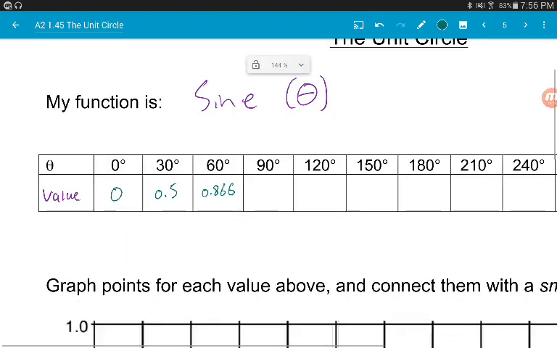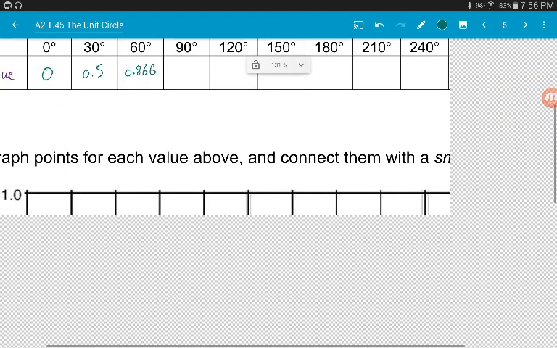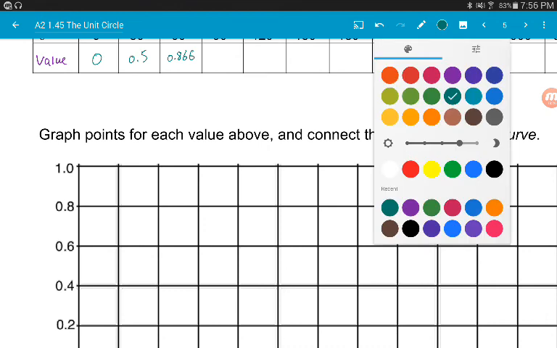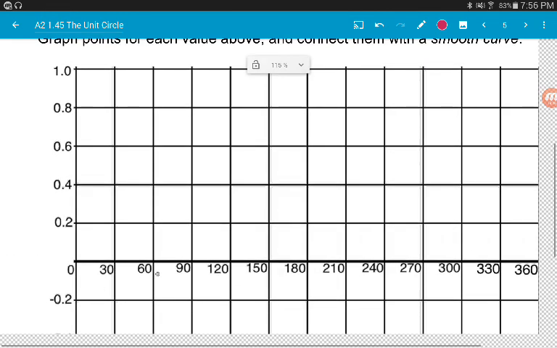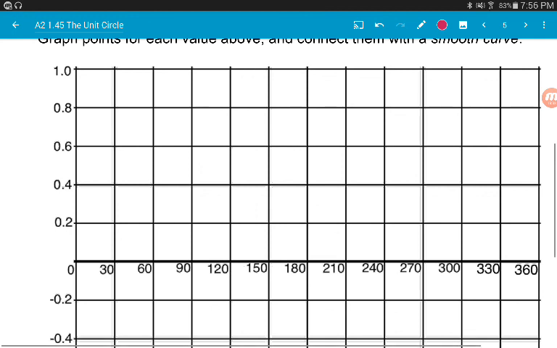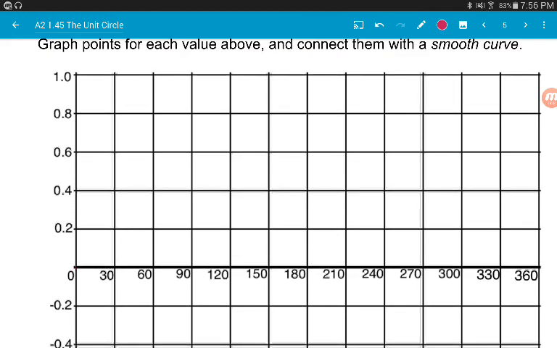And you would keep going from there, fill in the rest of the table, and plot all those points. I would plot them exactly like this. My degrees is on my x-axis, 30, 60, 90, 120, etc. So at 0, I'm right here, 0, 0. At 30, I'm at 0.5, which is around here. And at 60, I'm at 0.866, which is somewhere around here. It doesn't have to be exact.